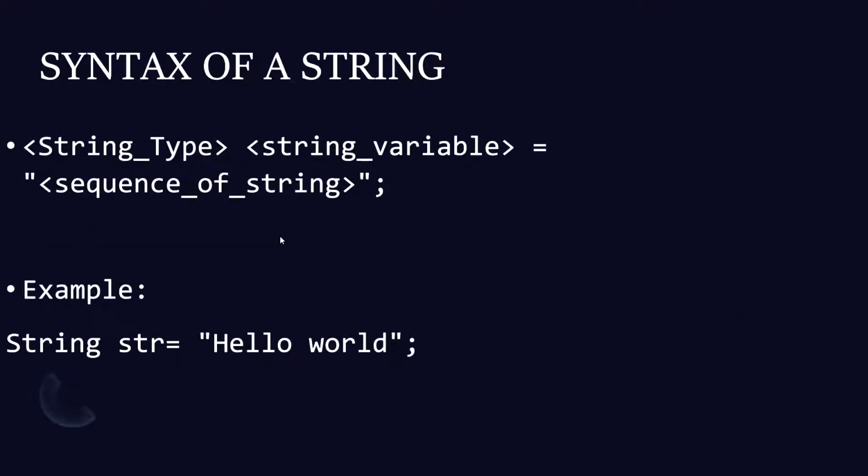Now let's look at the syntax of a string. The syntax of string is very simple. First of all, we write the type, the word String, and then we write the name of the variable. Here the name of the variable is str. We can write any variable name, and after that we write the value of the string and enclose that in double quotes. We will look at this clearly on our Eclipse IDE.